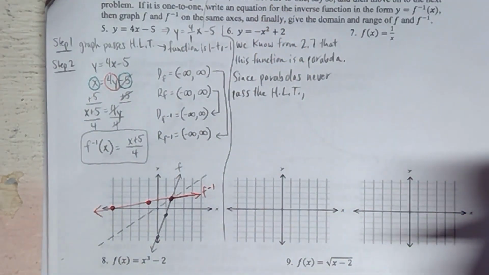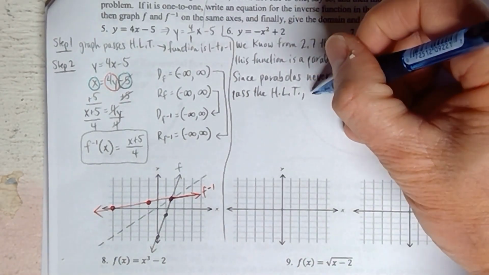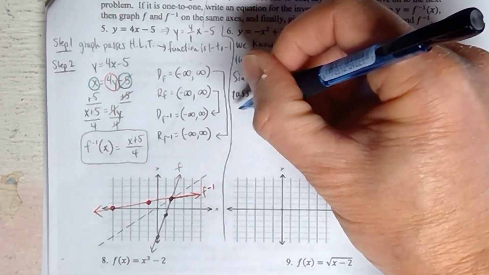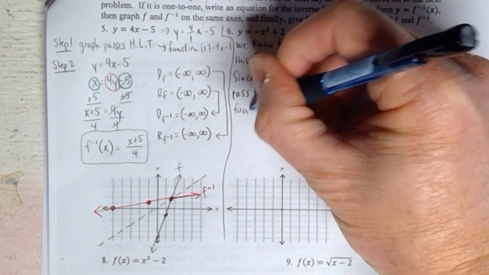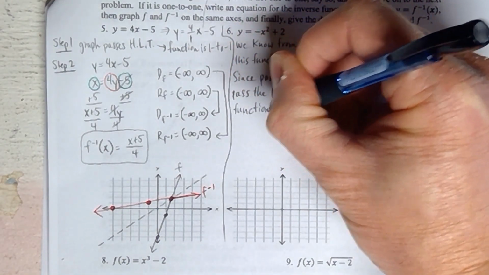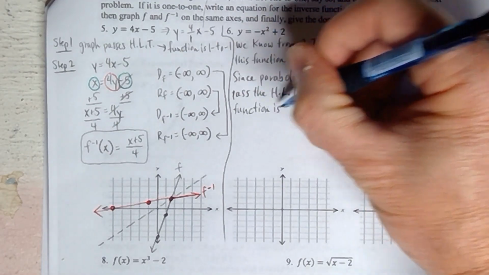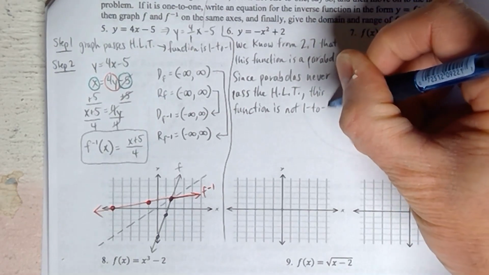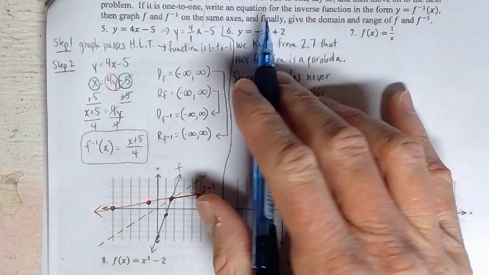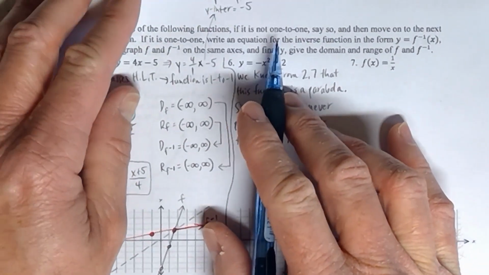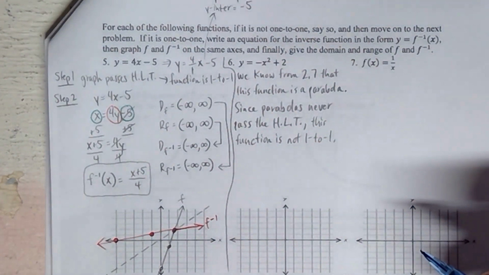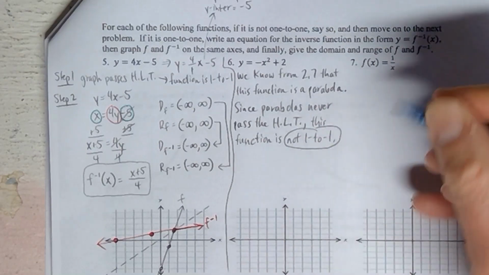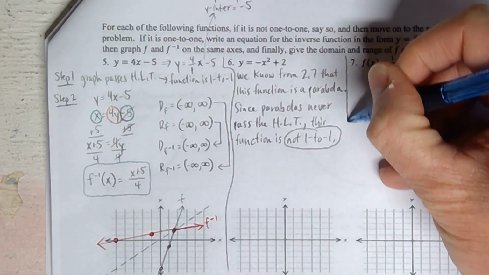since they never pass it, this function is not one-to-one. And as we said at the beginning, if it's not one-to-one, just say so and move on to the next problem. Not one-to-one. And that's it. We can go right on to the next problem.